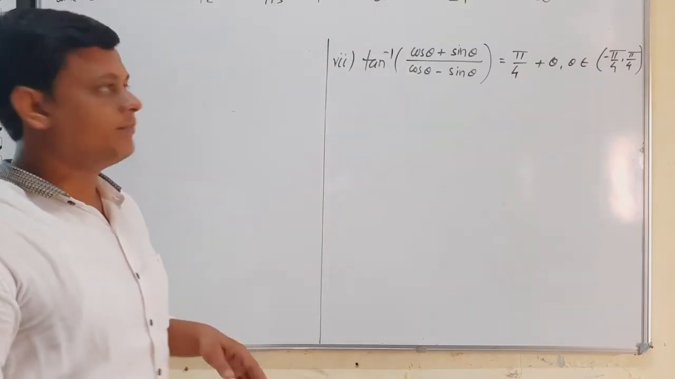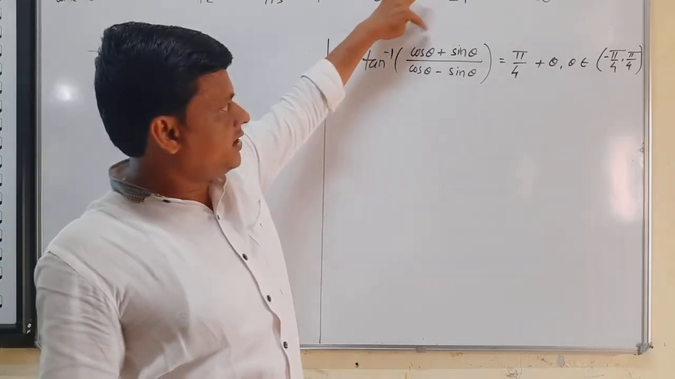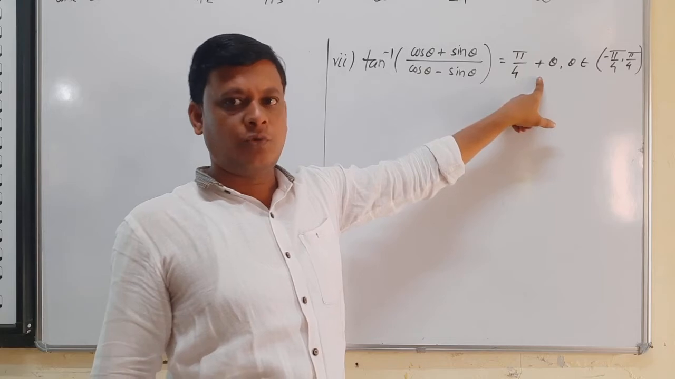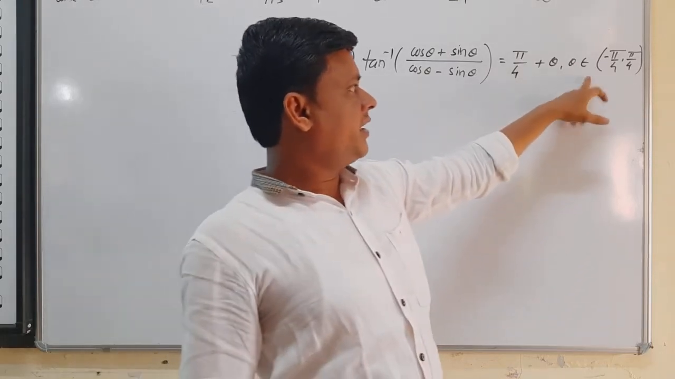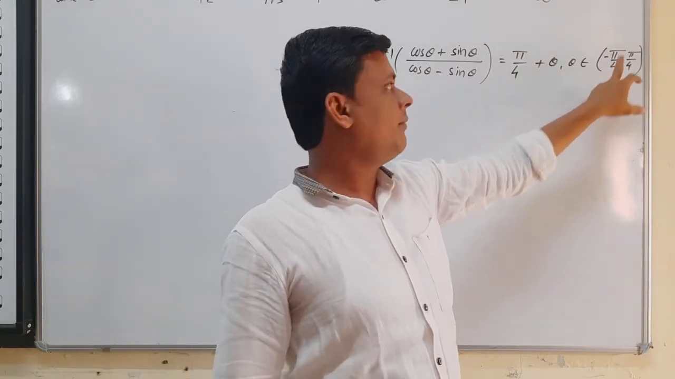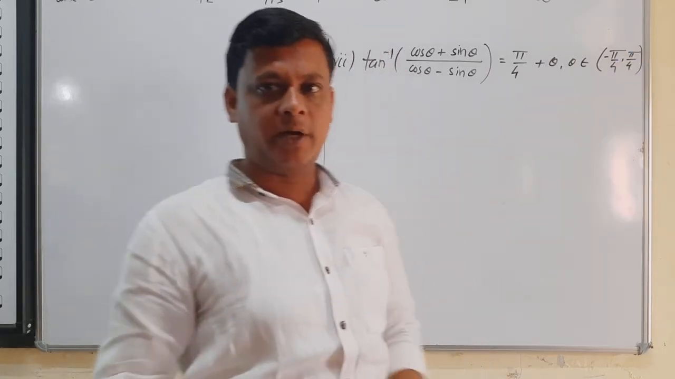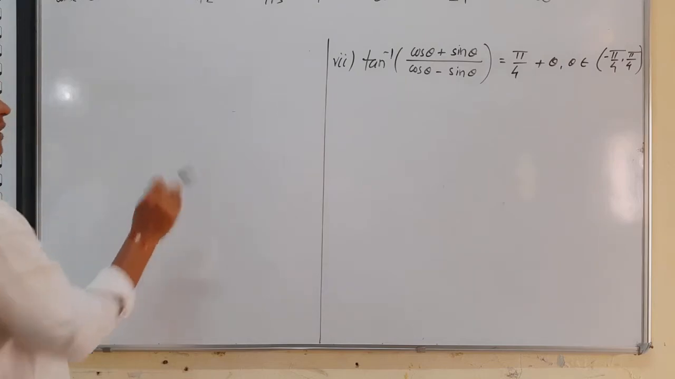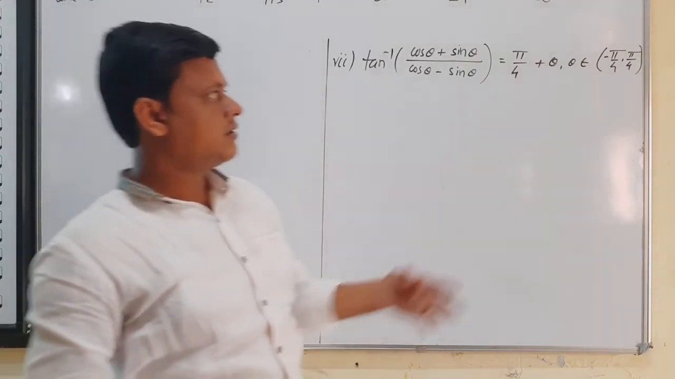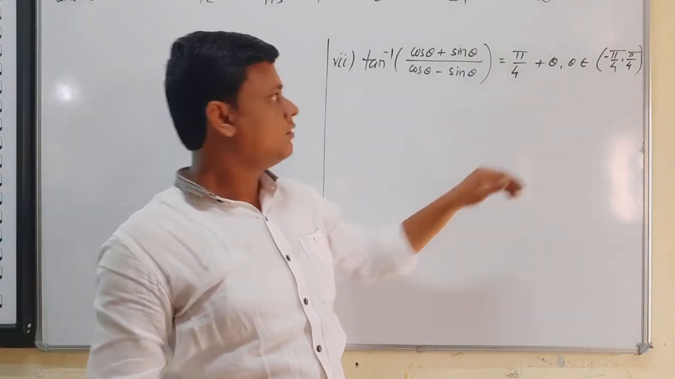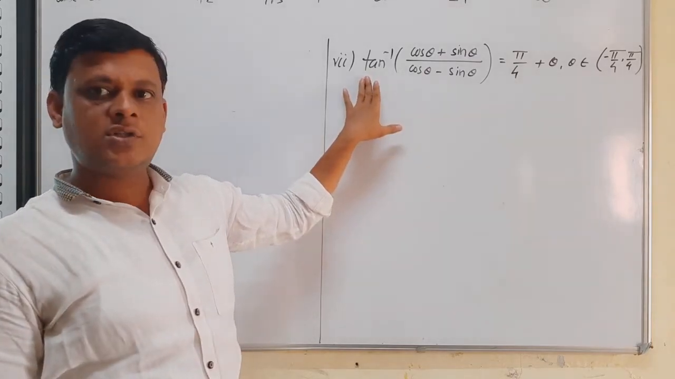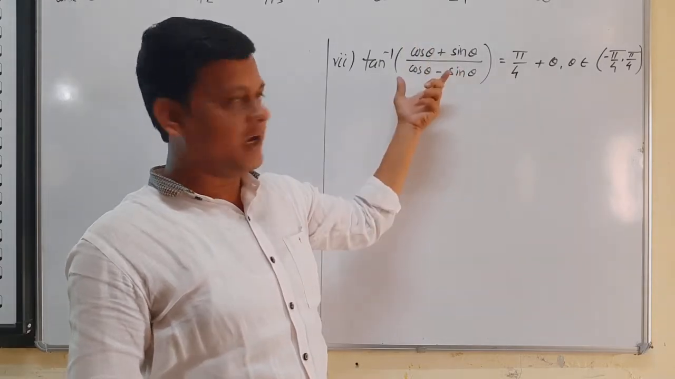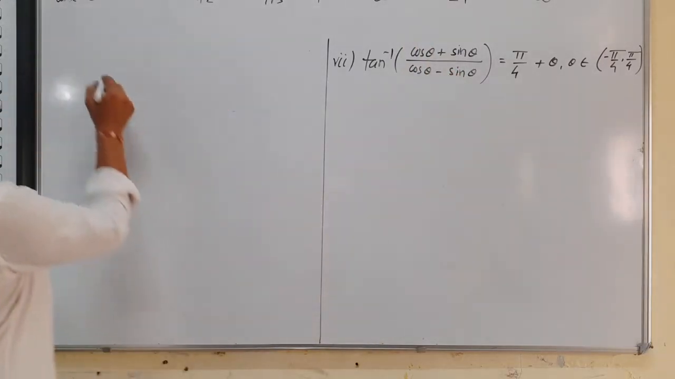Now see the next example. Tan inverse of (cos theta plus sin theta) upon (cos theta minus sin theta) equals pi by 4 plus theta, where theta belongs to the open interval minus pi by 2 to plus pi by 2. For solving this problem, if you observe the RHS, there is no ratio. So we have to reduce this tan inverse and this bracket in this way.